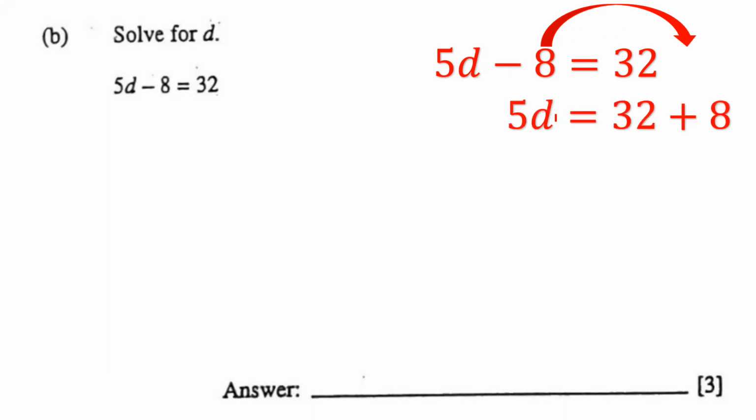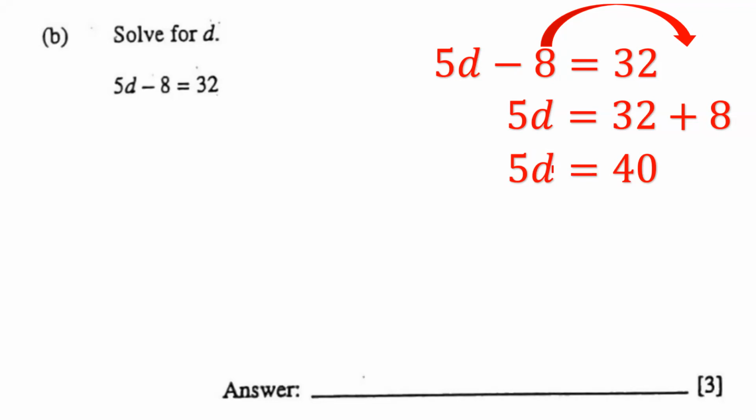And so now what we have is 5D equals 32 plus, it was negative here, when we send it over, it becomes plus 8. So 5D equals 32 plus 8. Now we have to add these, right? 32 plus 8 is going to be 40. And so now we have 5D equals 40.